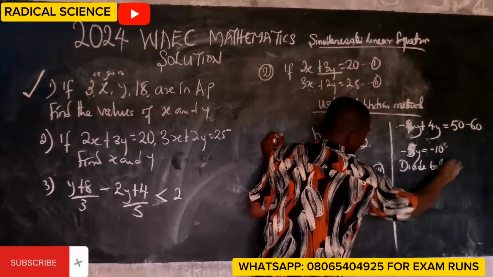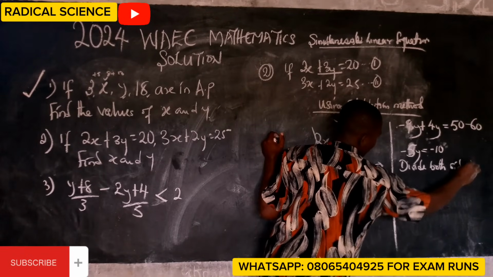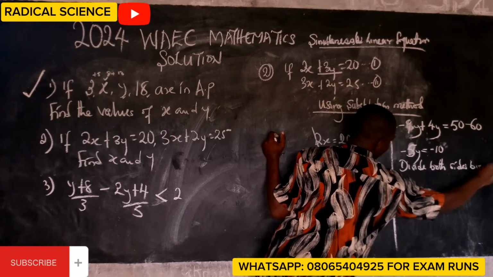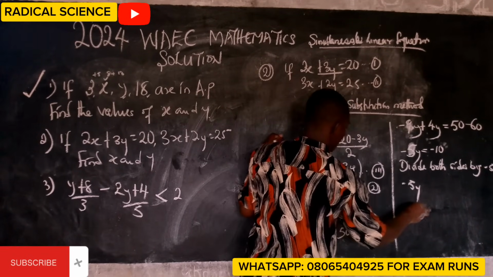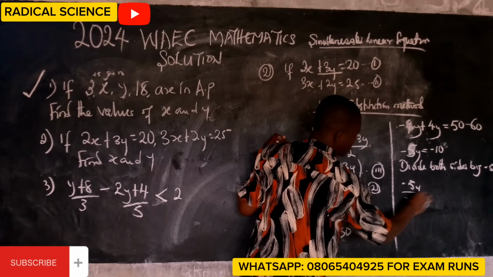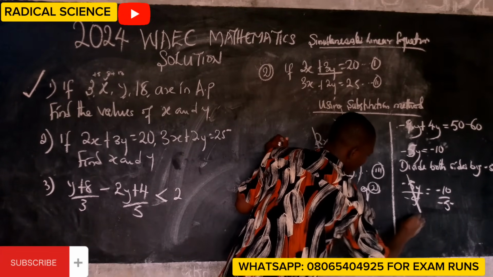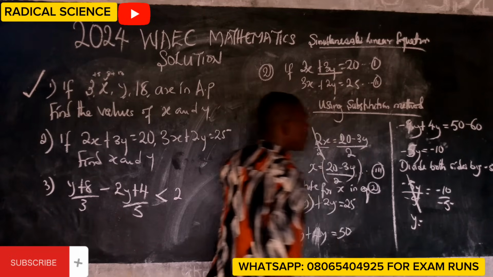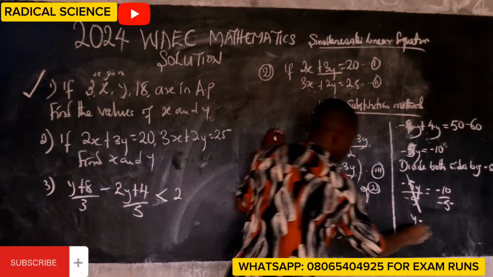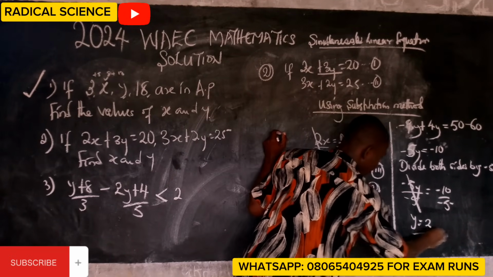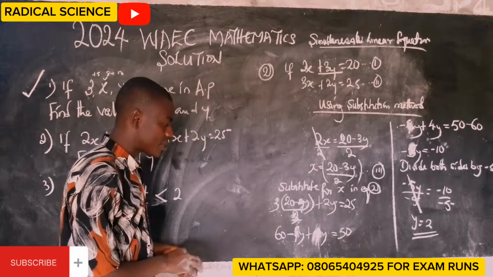by minus 5. I'll have minus 5y over minus 5 equals minus 10 over minus 5. If you divide, minus 10 divided by minus 5 is equal to 2. It means that the value of y is 2.